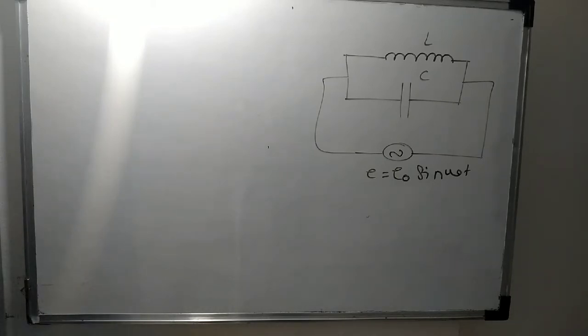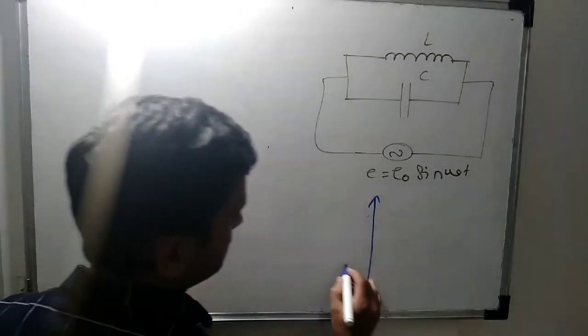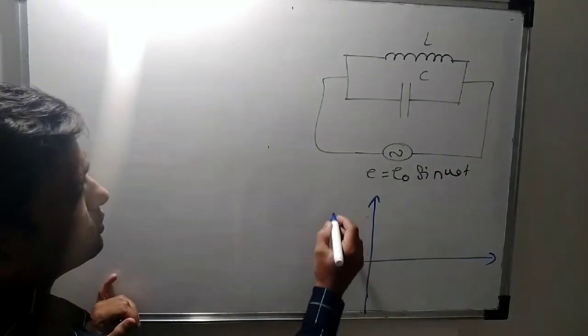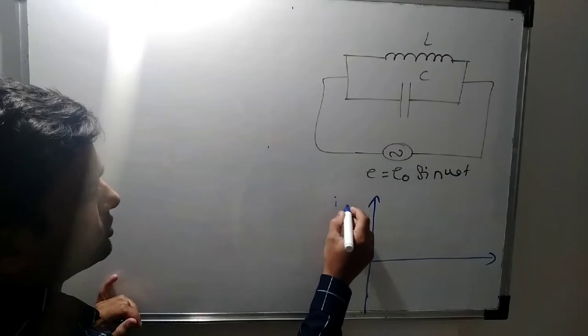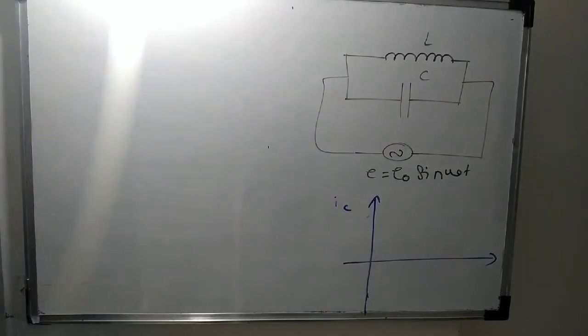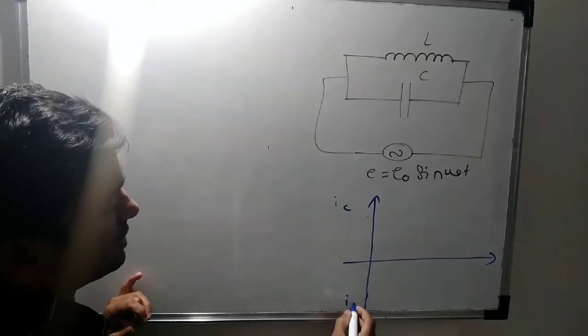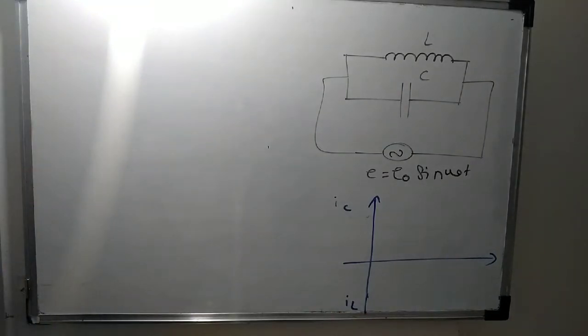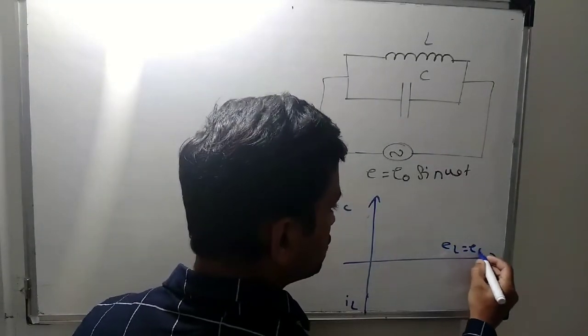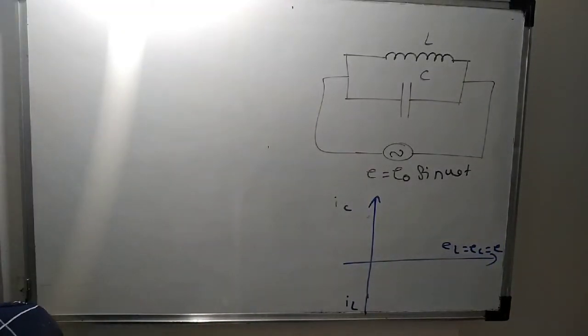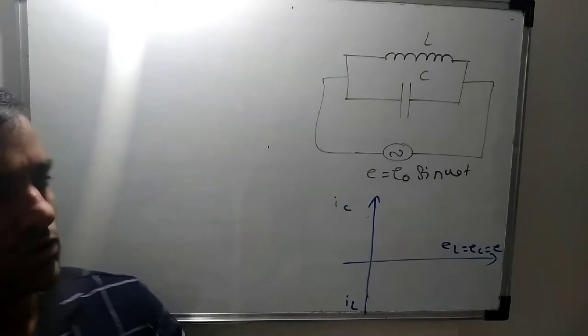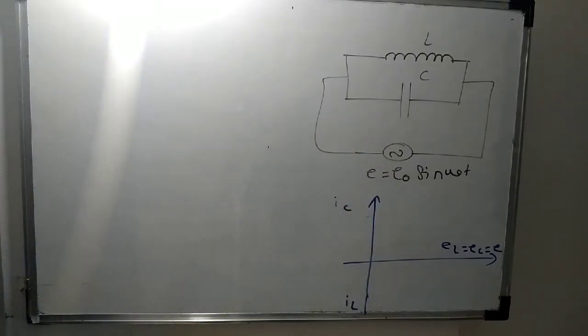Now, if you plot the graph of the current flowing through the capacitor and the current flowing through the inductor, we can plot it as follows. On the positive y-axis we plot the current flowing through the capacitor, and the current flowing through the inductor we plot on the negative y-axis, while on the x-axis there is the EMF, EL equals EC equals E. The EMF of the circuit is constant because the inductor and capacitor are connected in parallel.